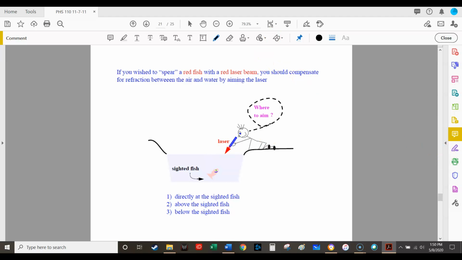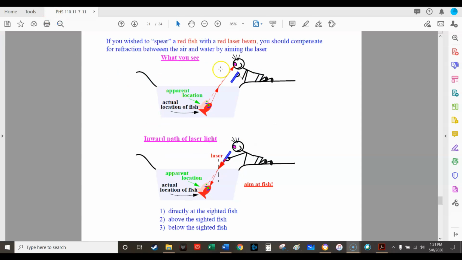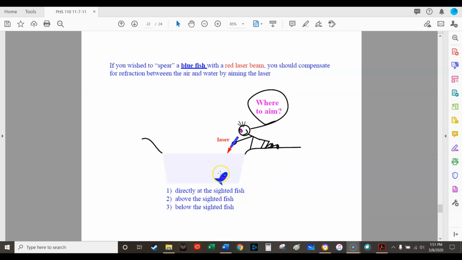So let's move on. But this is going to be different if you're trying to hit a red fishy with a blue laser beam. So anyways, this is the answer to that last question, the red fish with the red laser beam. Okay, so I included this slide just to clear up anything, since I didn't draw a very accurate drawing the last time. But now you have a blue fish that you want to hit with a red laser beam. Now where should you aim to hit a blue fishy with your red laser beam?